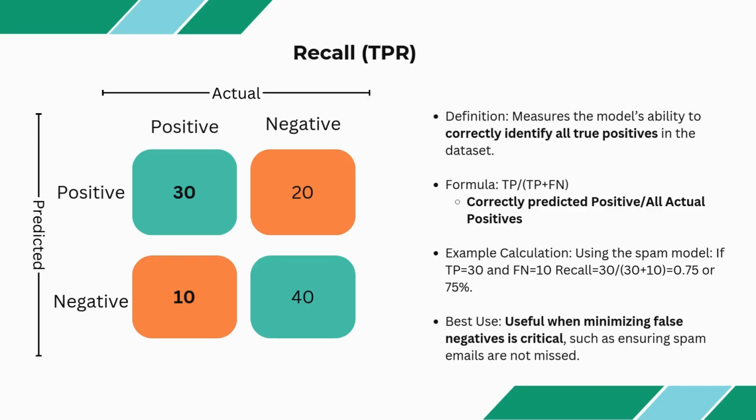So it focuses on the left hand side column wherein it considers true positive, which is divided by true positive plus false negative. And in this example, it is 30 divided by 30 plus 10, which comes out to be 0.75 or 75%. And it is useful when minimizing false negatives is critical. In our example, ensuring spam emails are not missed.